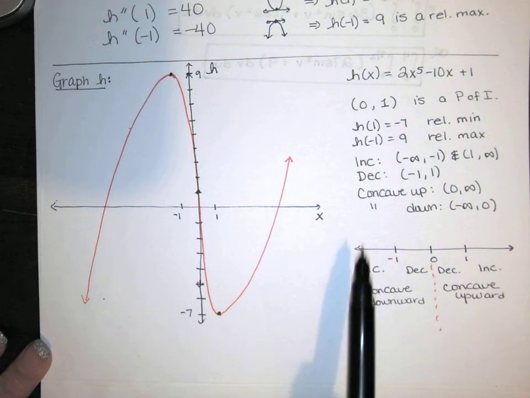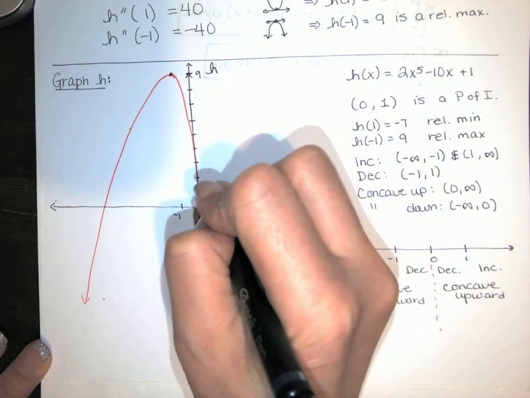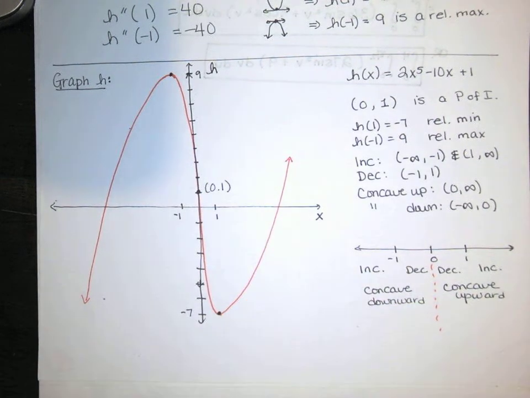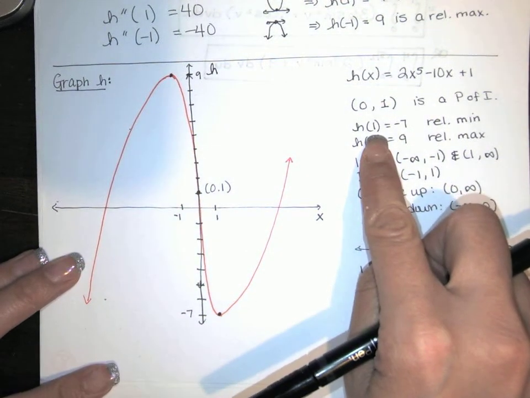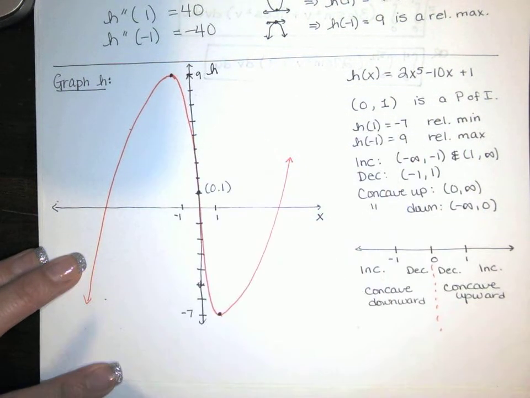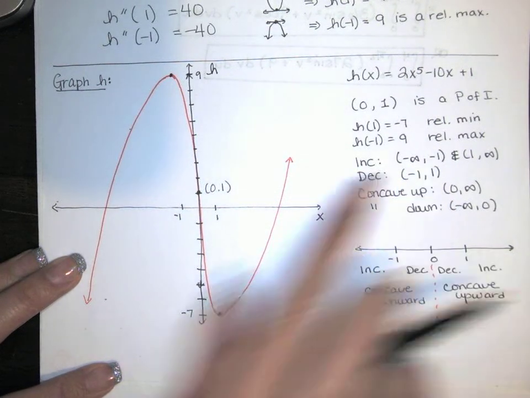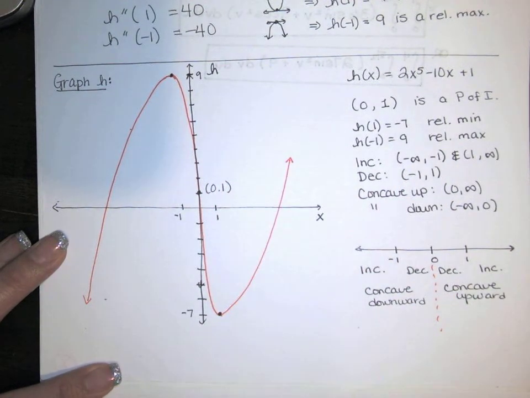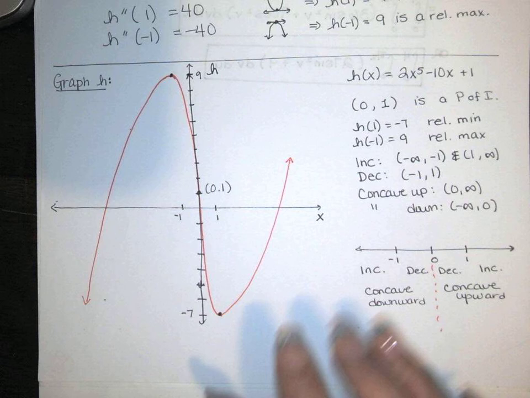I think it has all the properties. 0, 1 is a point of inflection. It goes from concave downward to concave upward. Cool. H of 1 is -7. That's a relative min. H of -1 is 9. It's a relative max. Good. Increasing on this interval. Decreasing from here to here. Increasing on the last one. Yep, I think it has all the properties that we talked about.